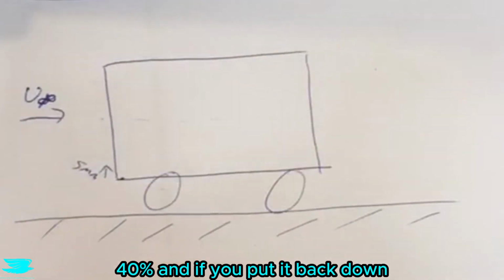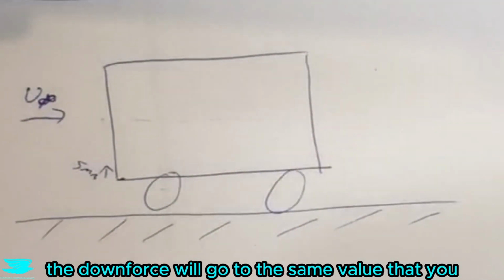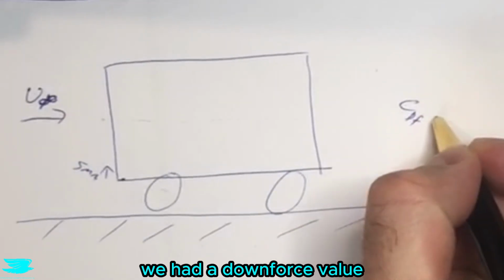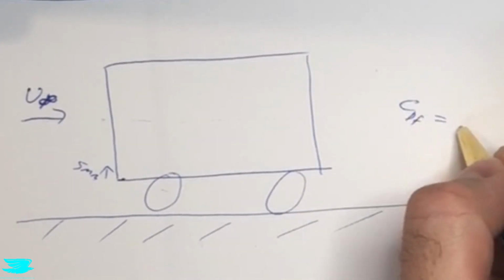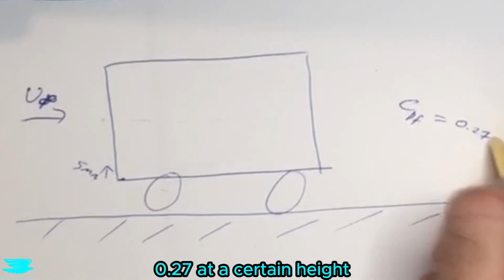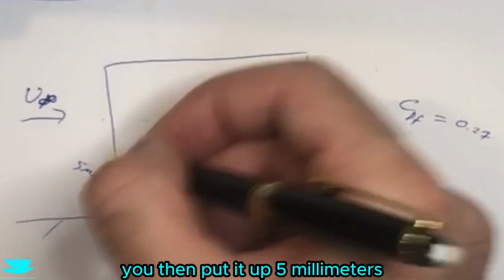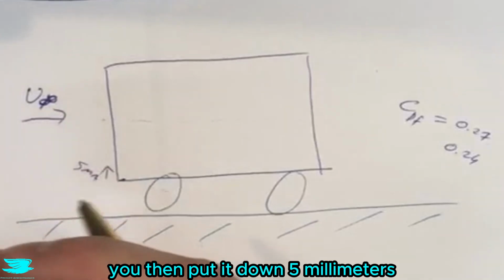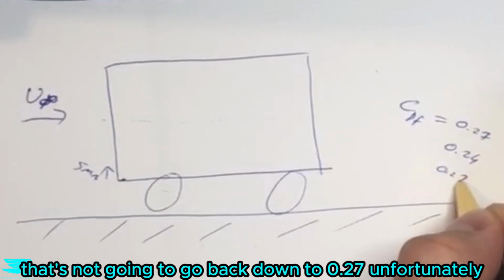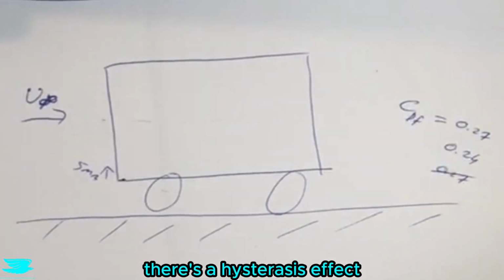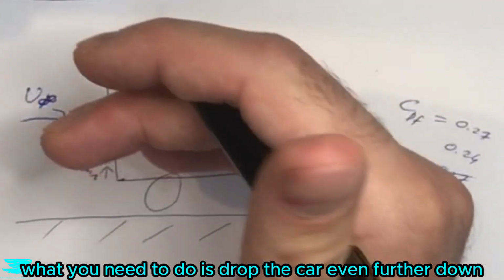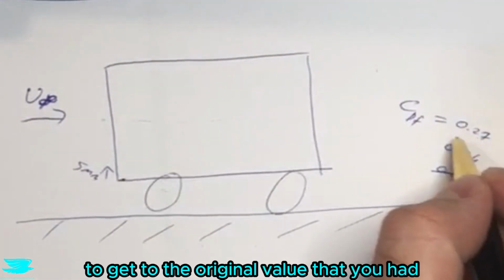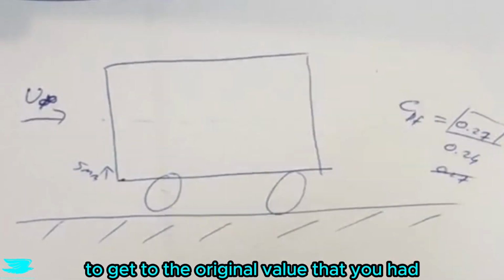And if you put it back down, it doesn't mean that the downforce will go to the same value that you had before. So let's say to begin with, we had a downforce coefficient of, let's say, 0.27 at a certain height. You then put it up 5 millimeters, and that drops to 0.24. You then put it down 5 millimeters. That's not going to go back down to 0.27, unfortunately. There's a hysteresis effect. What you need to do is drop the car even further down and then raise it back up to get to the original value that you had.